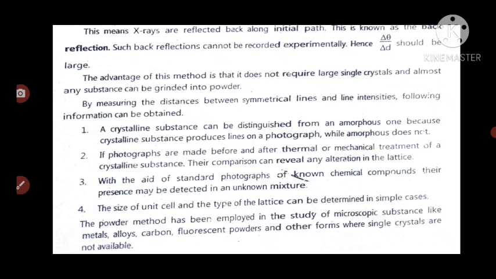And with the aid of standard photographs of known chemical compounds, their presence may be detected in an unknown mixture, and the size of the unit cell and type of lattice can be determined in simple cases. This powder method has been employed in the study of microscopic substances like metals, alloys, carbon, fluorescent powder and other forms where a single crystal is not available.